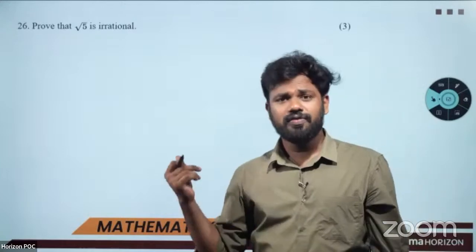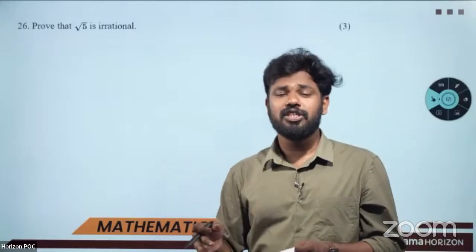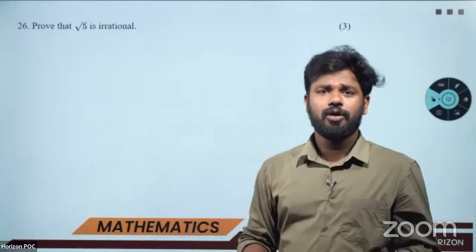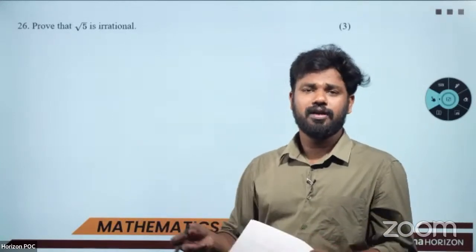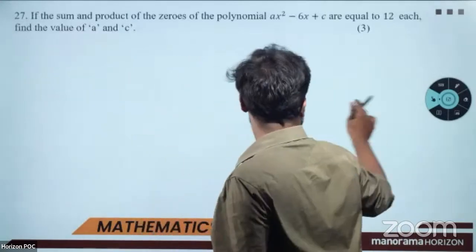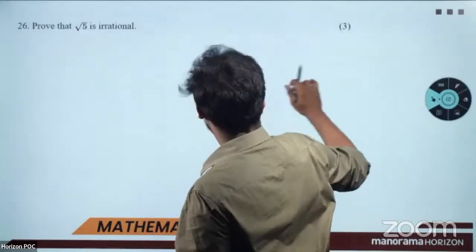There was a question instead of this one that used Euclid's division algorithm. I have got to know that that part is deleted from your syllabus, but it's a very important one, even though it's deleted, for your 11th and 12th that you're going to. Now here they are asking us to prove root 5 is irrational.